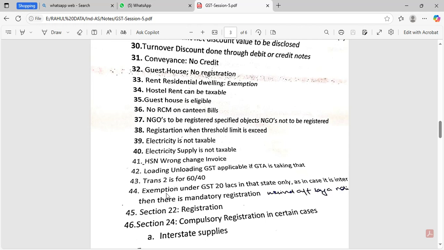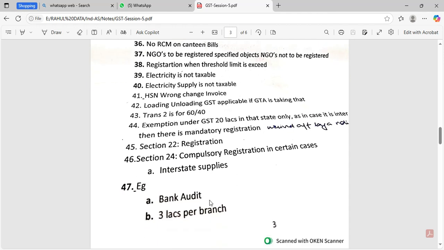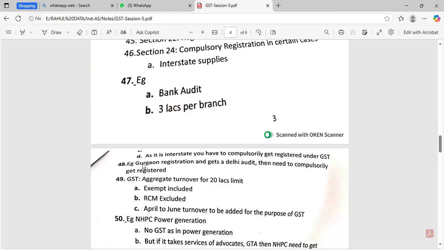Exemption under GST is 20 lakhs in that state only; in case it has interstate sales, then registration is mandatory. Section 22 registration. Section 24 compulsory registration in case of interstate suppliers. Example, a bank ordering 3 lakhs per branch, as it is interstate, would have to be compulsorily registered under GST. Example, Gurgaon registration and gets a Delhi audit, then needs to compulsorily register in Delhi as well.